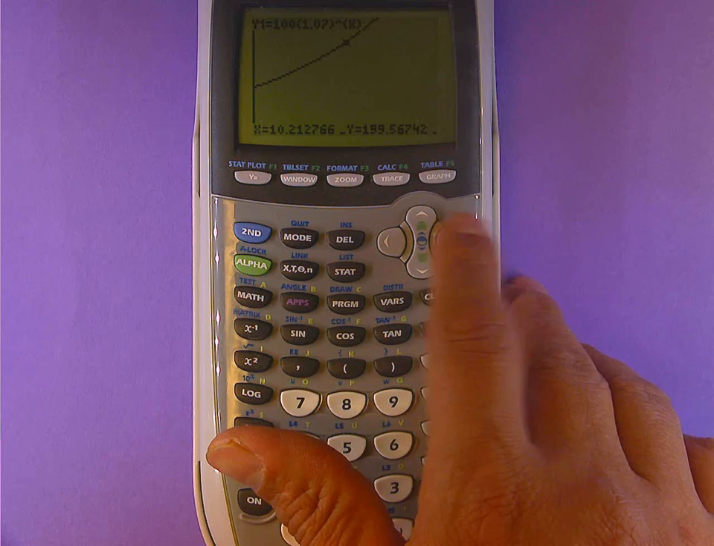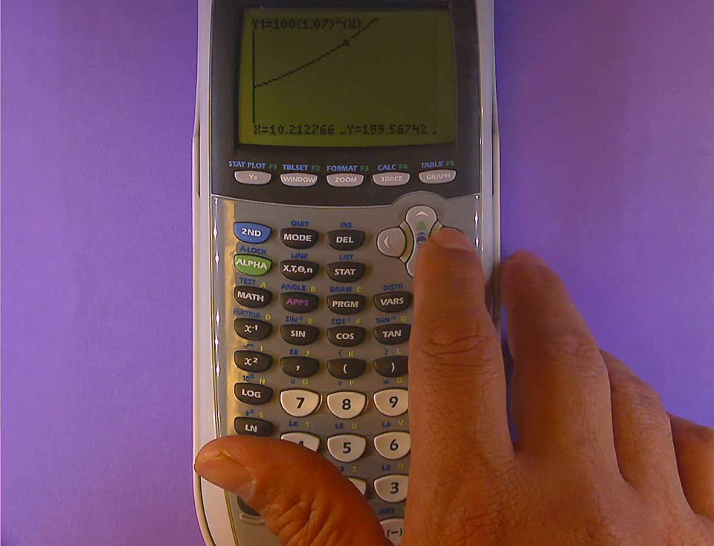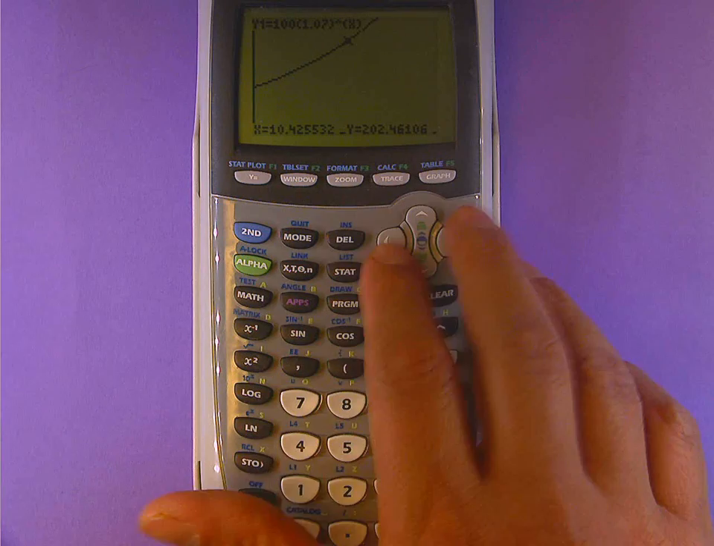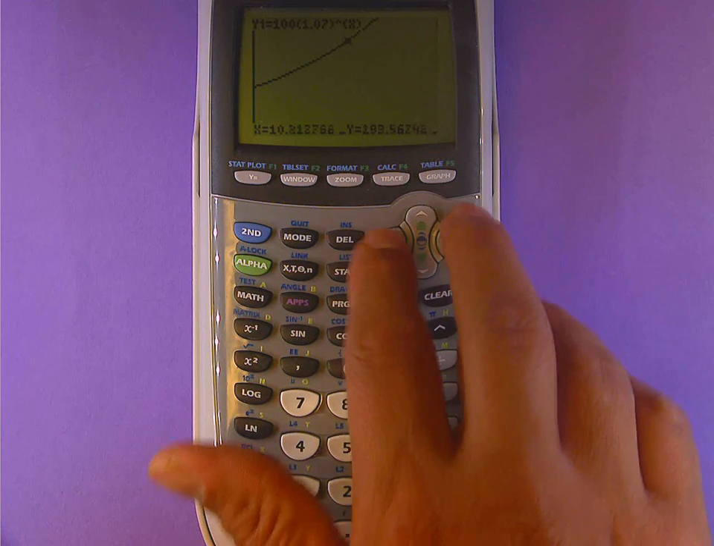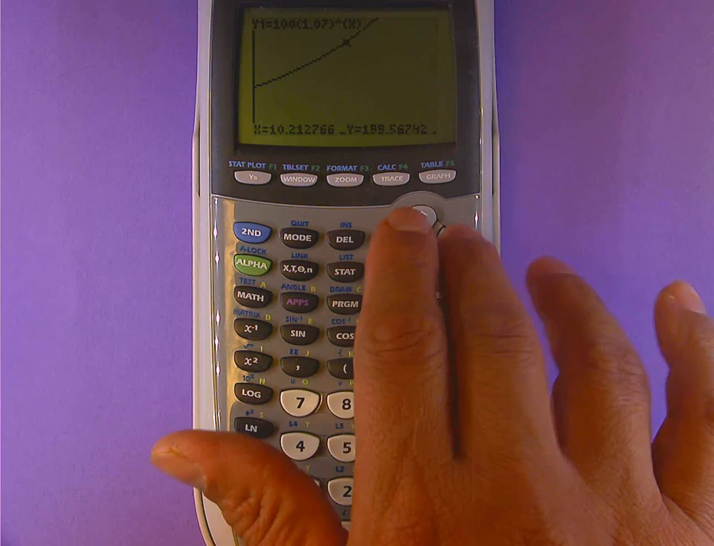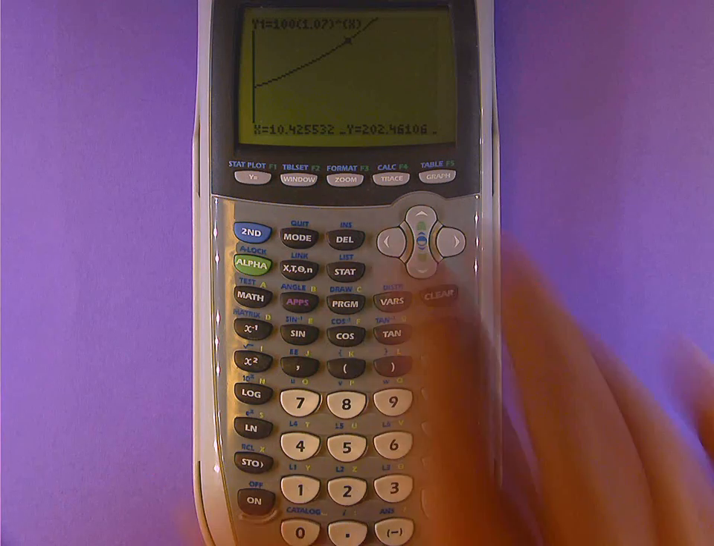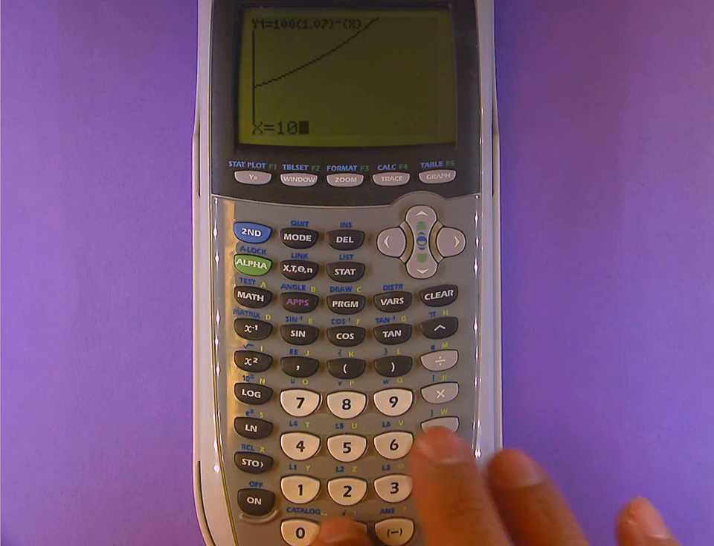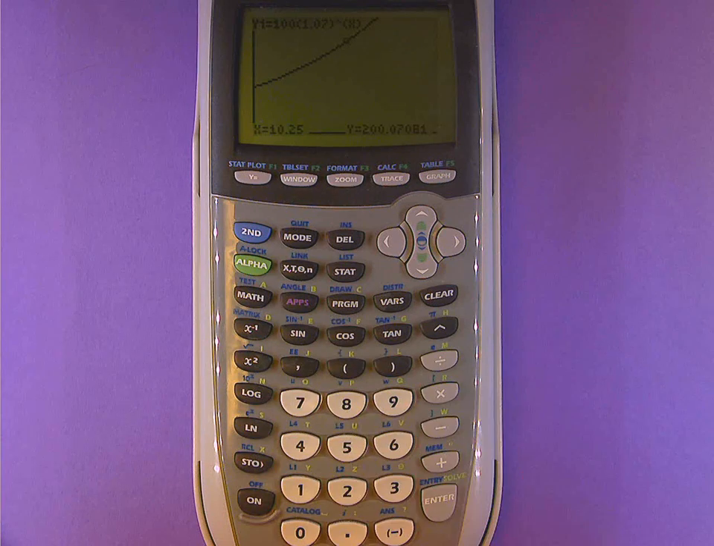When x is 10, I'm below 200. When x is 10.21, I'm below 200. And now I am above 200. So I get pretty accurate. It's between 10.21 and 10.42. Maybe around 10.3 is pretty accurate. And again, I can play with my calculator and get more and more accurate if I'd like to.